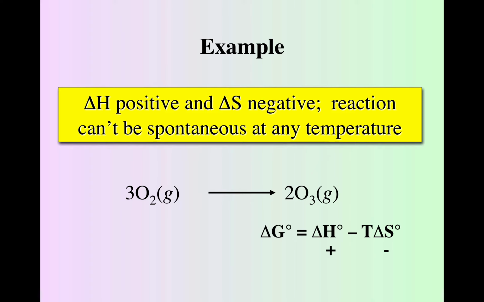So anyway, back to our thermodynamics, right? Both terms are going against spontaneity. Positive delta H makes delta G positive, and a negative times a negative makes the delta S term make delta G positive too.